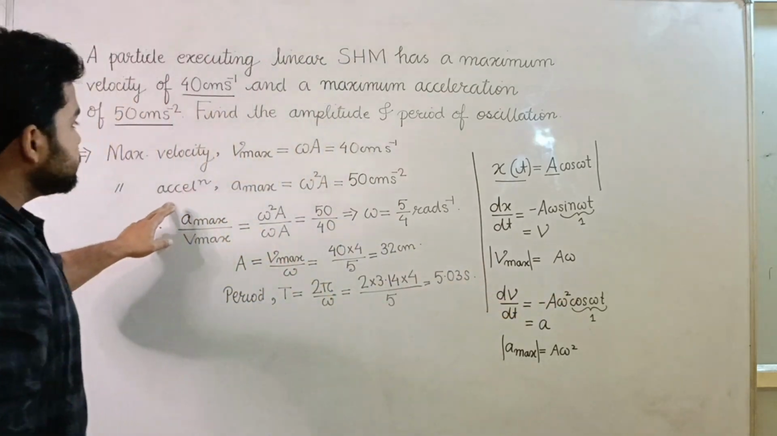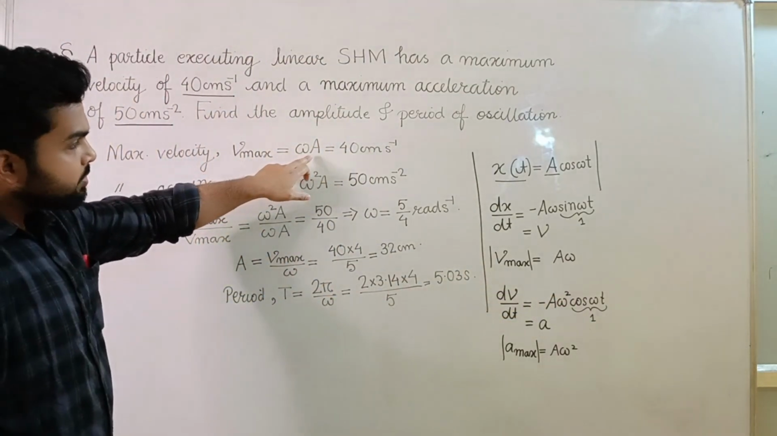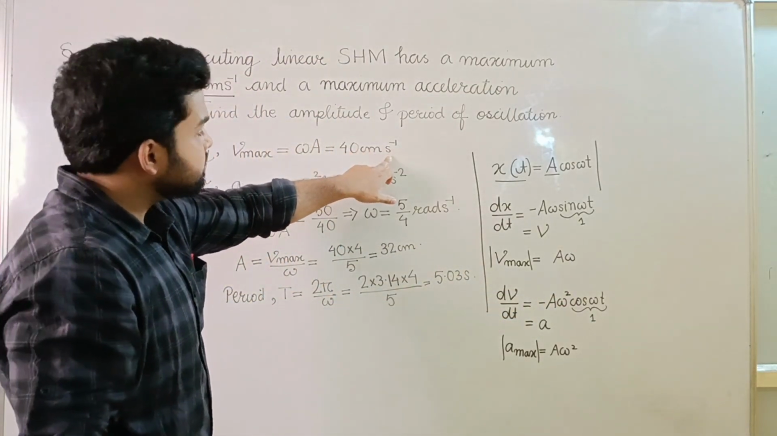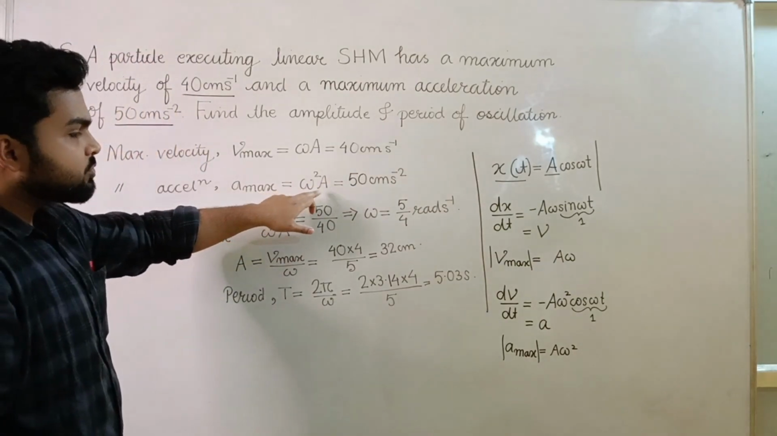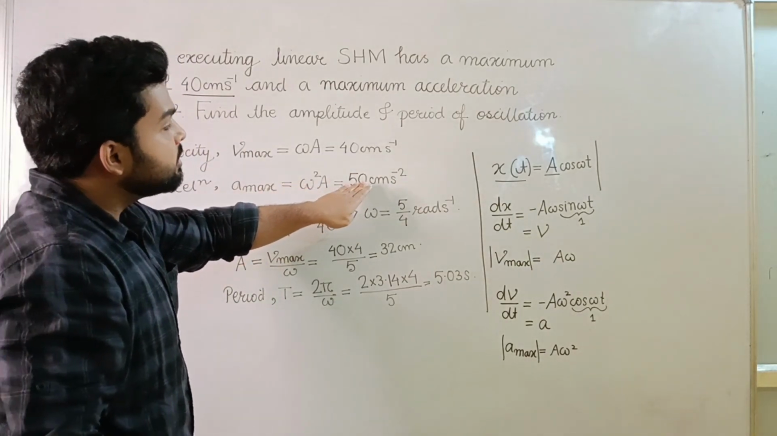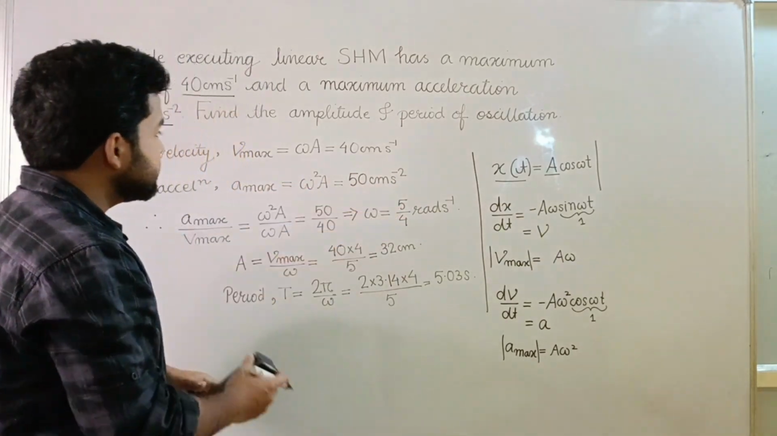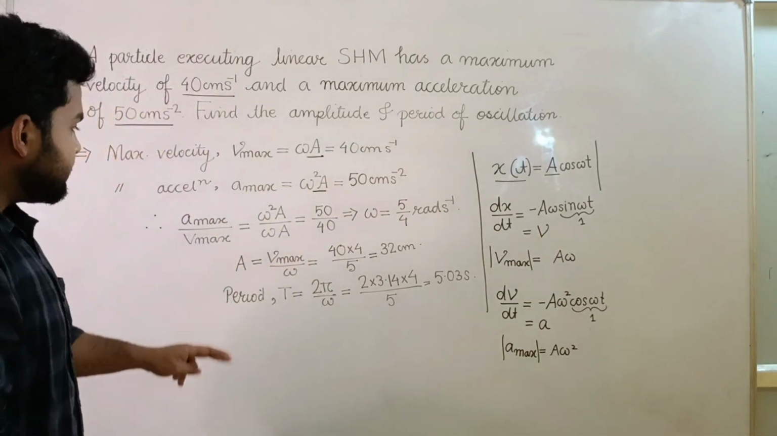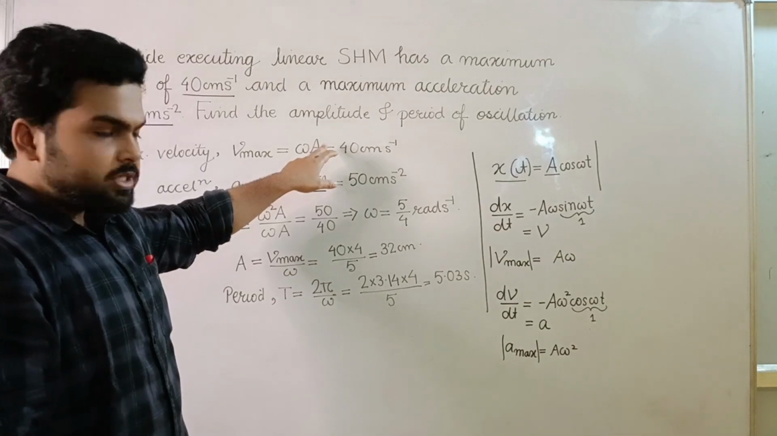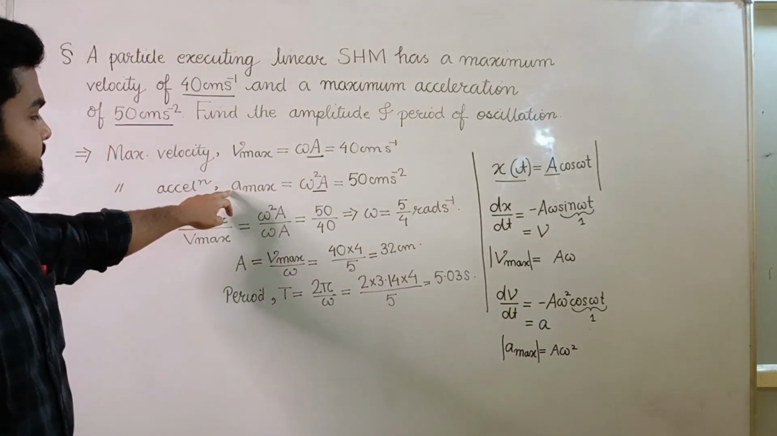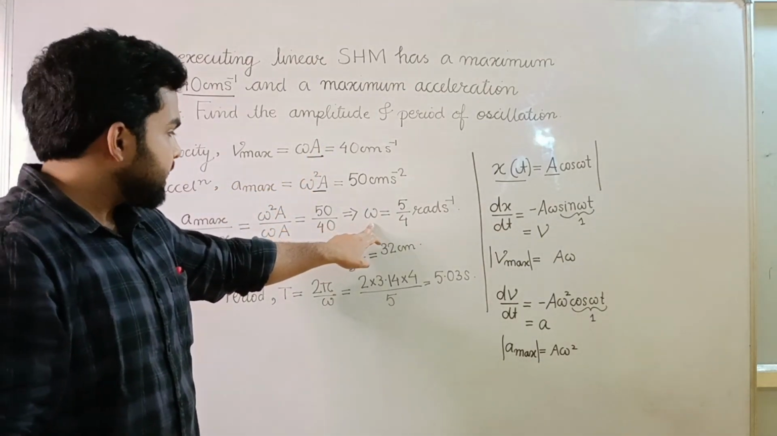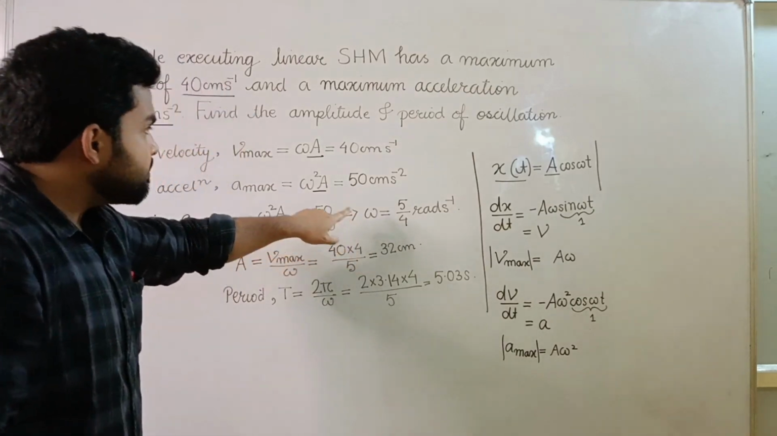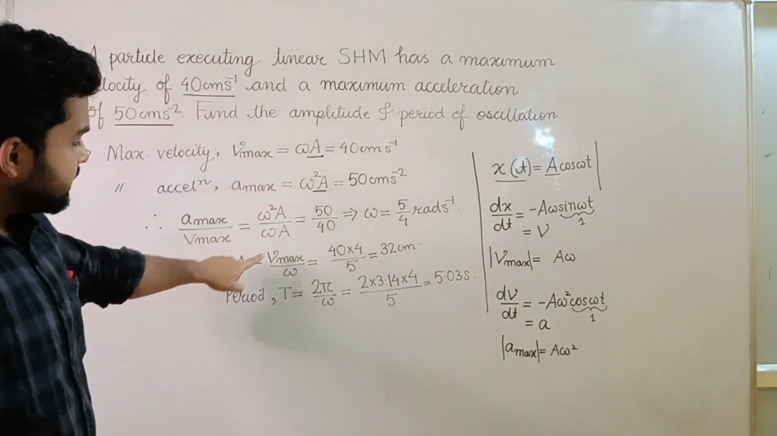Now in the problem, v max is given as a omega, which is 40 cm per second, and a max is given as omega square a, which is 50 cm per second square. From here you have to find a and then the time period. To find the amplitude a, we divide a max by v max and this gives us omega. Then we substitute the omega value in v max and that gives us a.